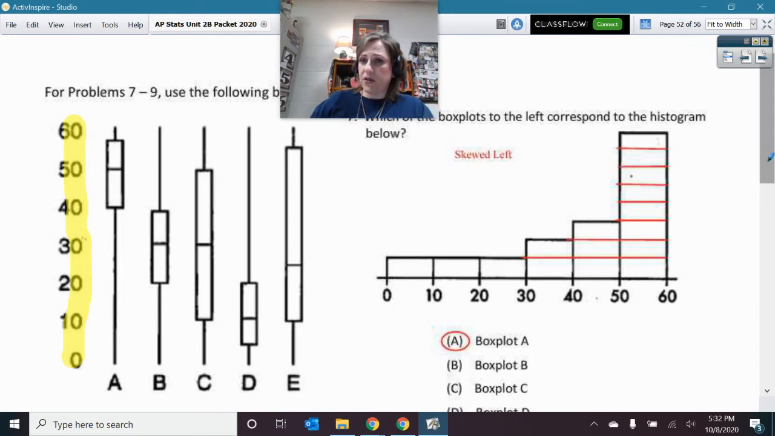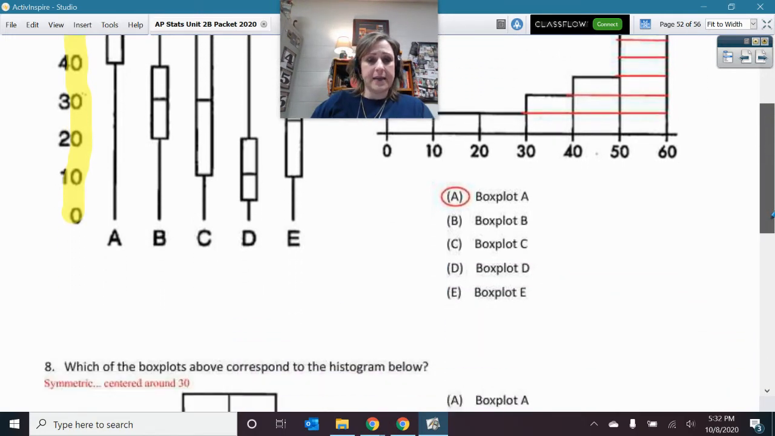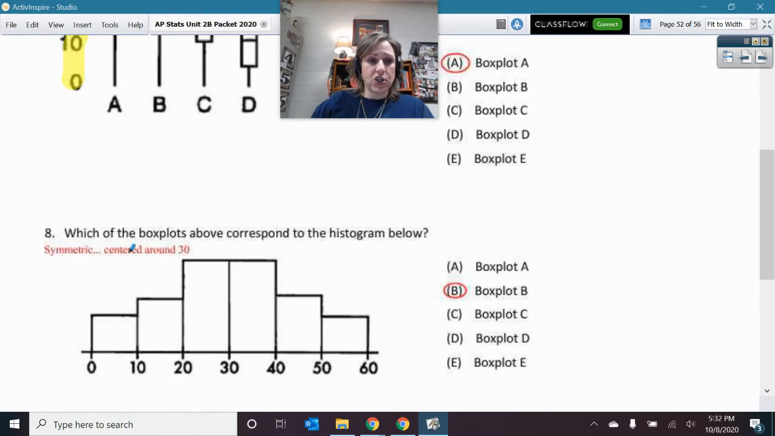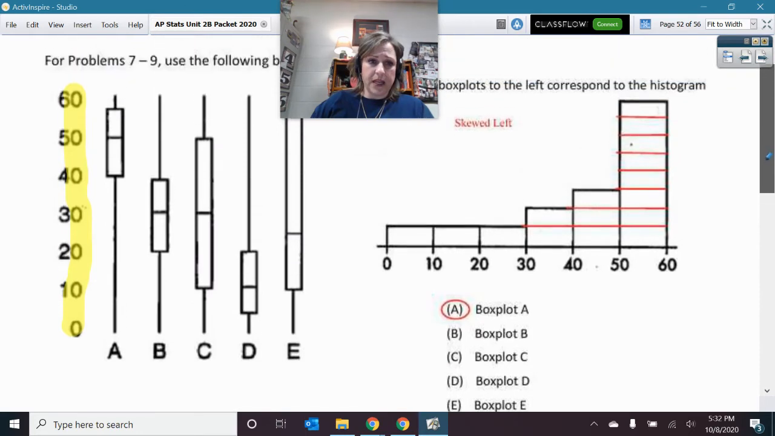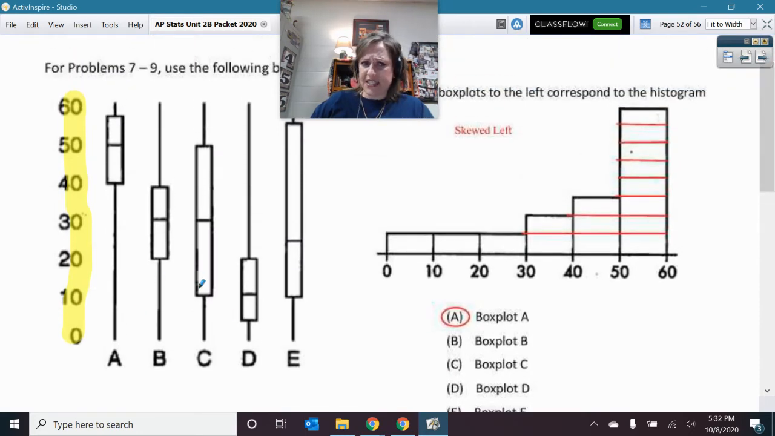All right, so here, this one would be box plot A. This next one is centered at 30, and it is symmetric. And so that's either B or C. Okay, so D and E are out.